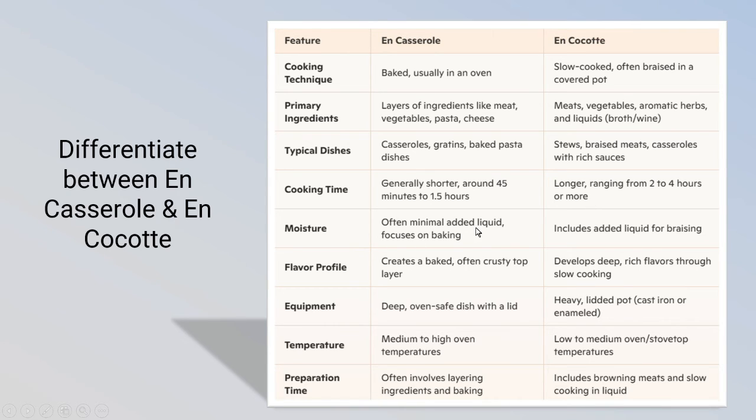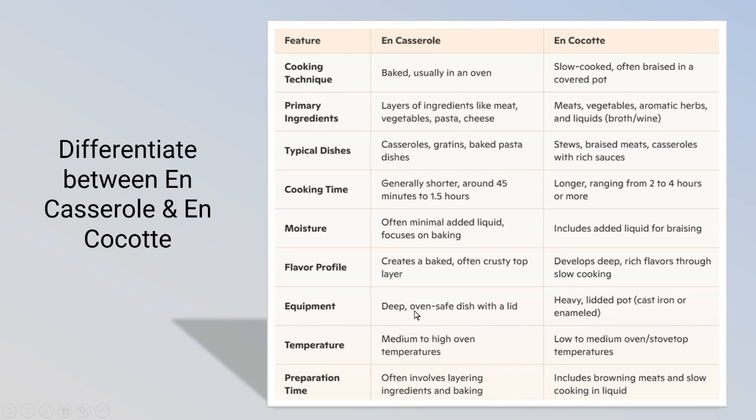Moisture: often minimal added liquid, mainly focused on baking. In the case of cocotte, liquid is added for braising purposes. Flavor profile: a casserole creates a baked, often crusty top layer, because it is cooked in the oven like that. And in the case of cocotte, it develops a deep, rich flavor through the slow cooking process.